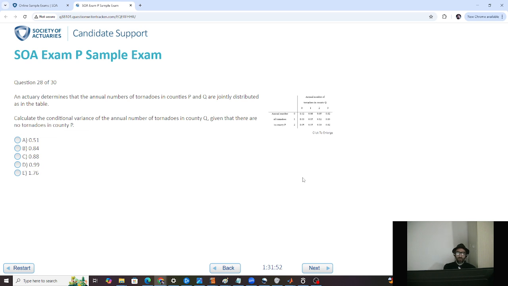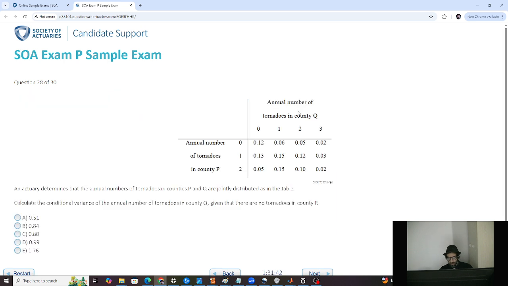An actuary determines that the annual number of tornadoes in counties P and Q are jointly distributed by this tiny little table that has a button that says click to enlarge. So let's enlarge it. Yeah, there we go. Okay. Calculate the conditional variance of the annual number of tornadoes in County Q, given that there are no tornadoes in County P.